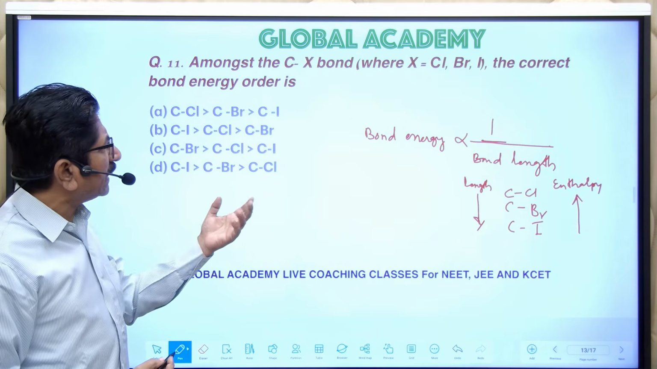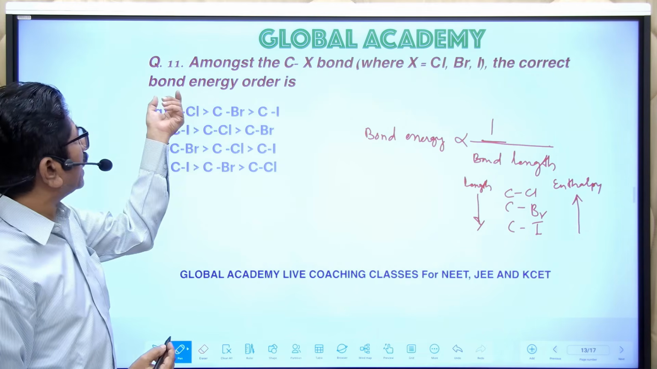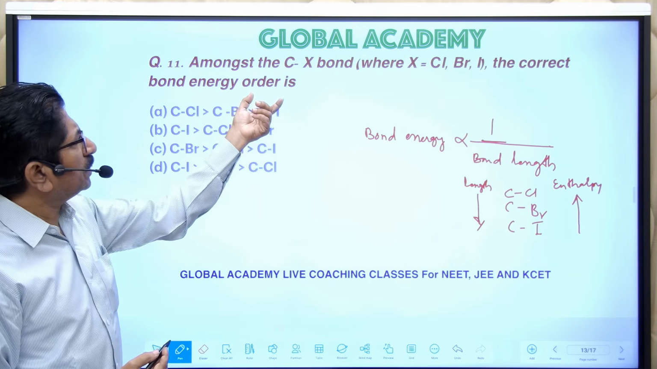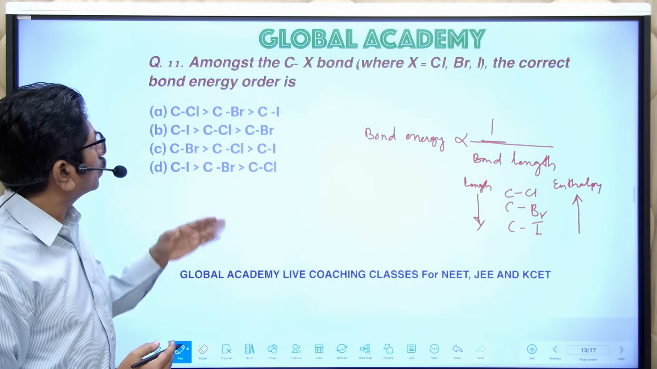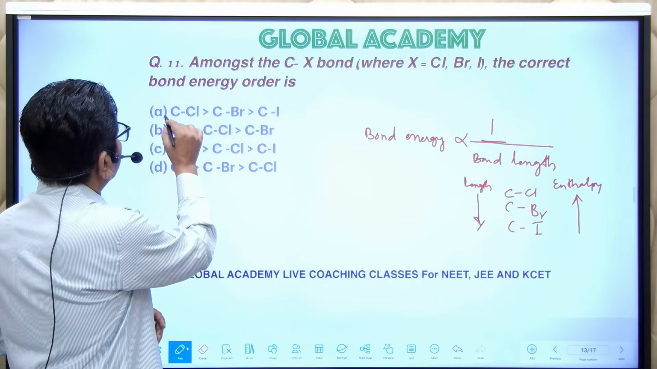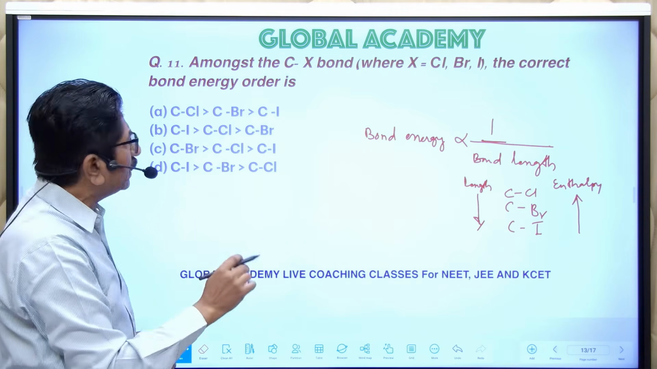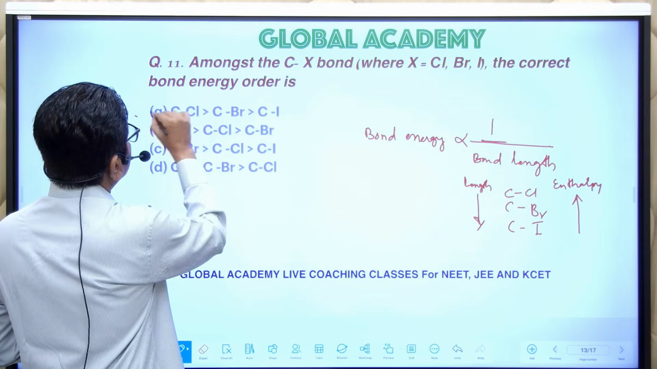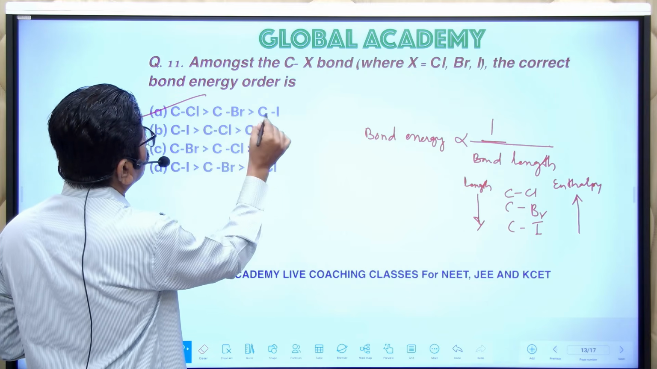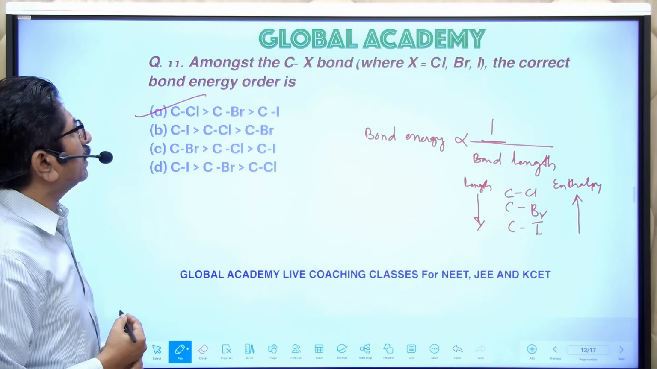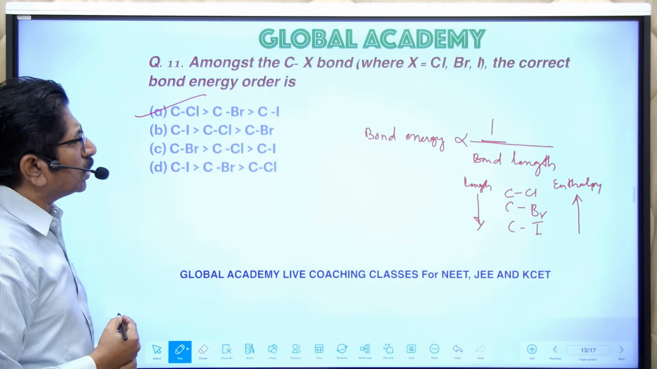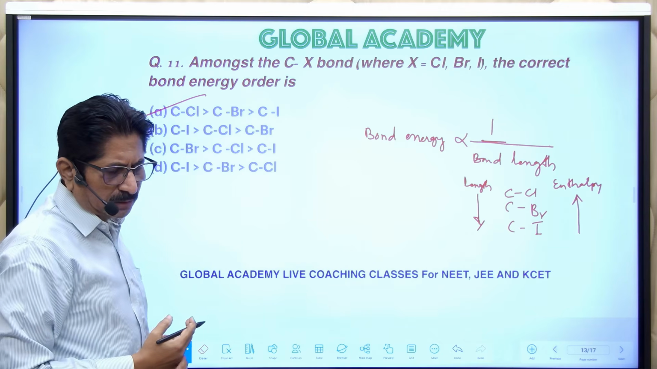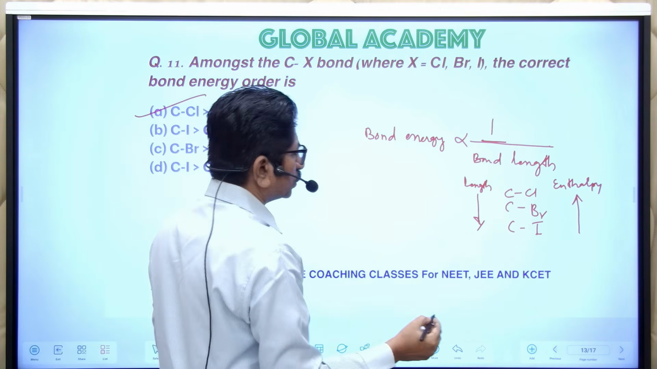So what is asked here? The correct bond energy order. We have to go for either A, B, C, or D. We have to see the order chloride to bromide to iodide, in which bond energy goes on increasing here. That is the right order. So that is question number 11.